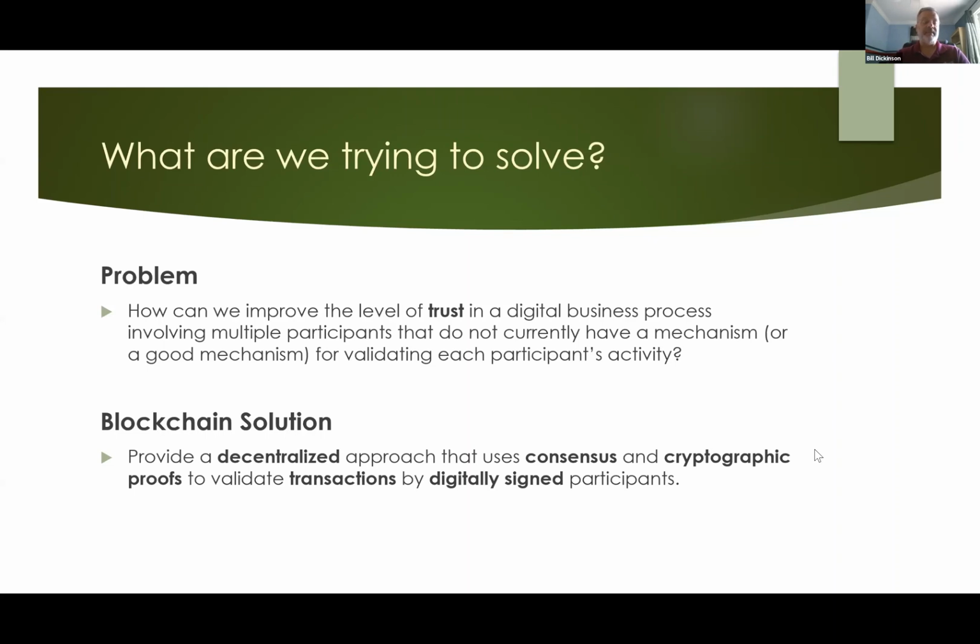And these concepts that we're seeing in bold on these slides are things that we're going to come back to again and again, because they are the key concepts behind blockchain and what it gives us.